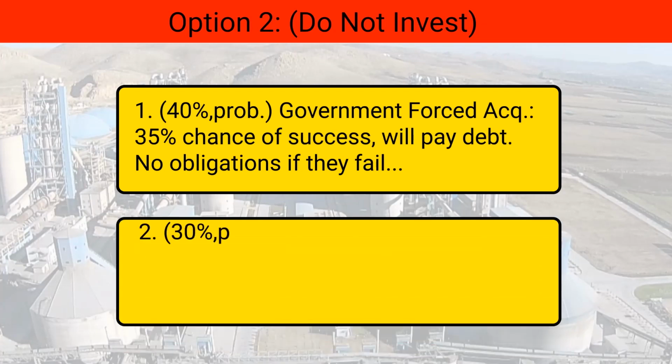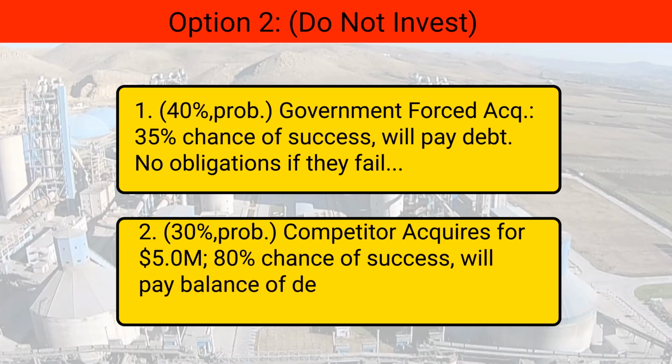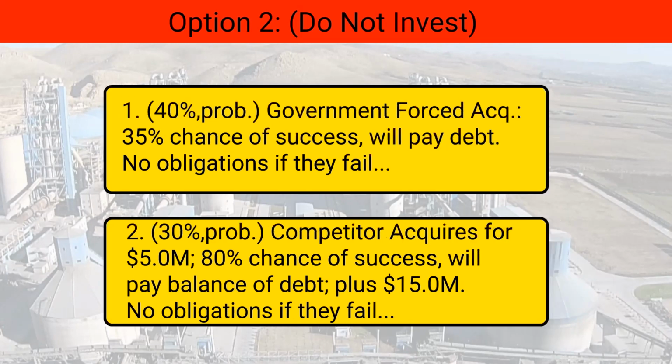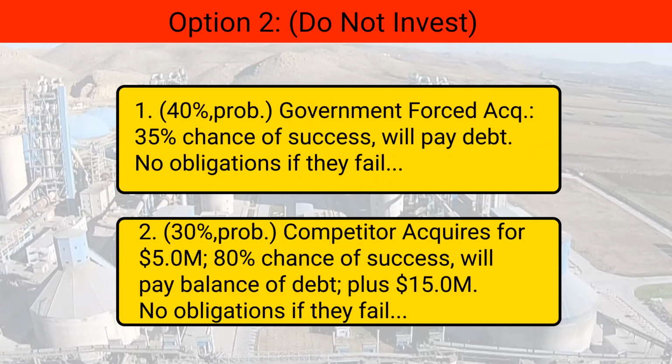Now, if that doesn't come through, there's a 30% probability that a competitor might acquire your facility for $5 million. Now, with them, there's a very high success rate of 80% because they know their business. Now, they will pay the balance debt plus a $15 million bonus. Here again, no obligations if they fail. Now, of course, if neither of these were to happen, the bank would be forced to go into bankruptcy under the same terms. Question is, what should the bank do?